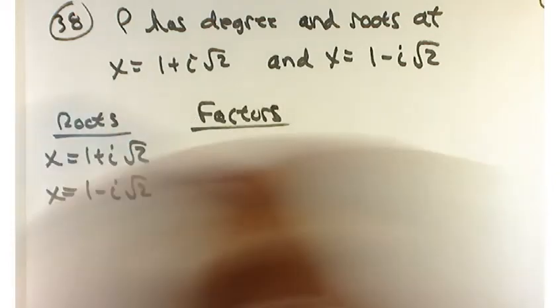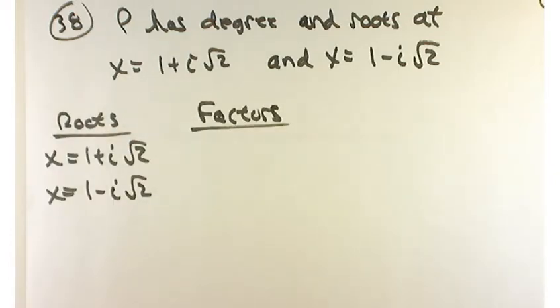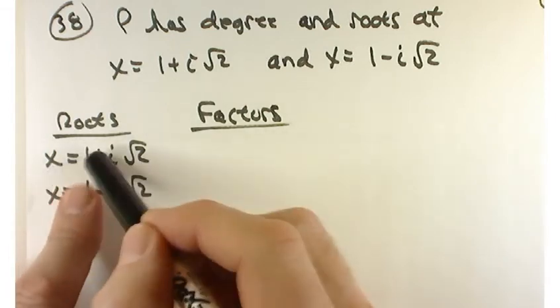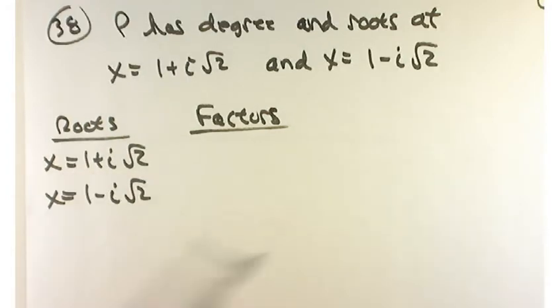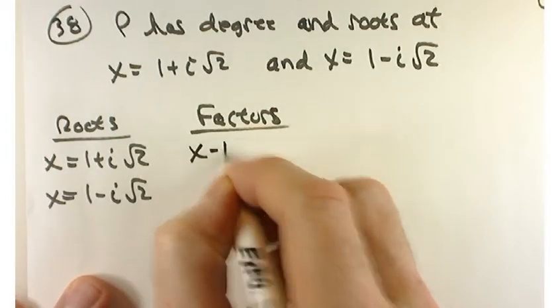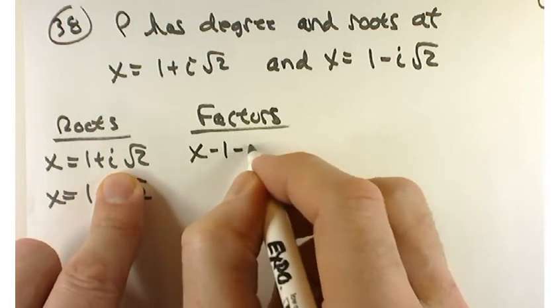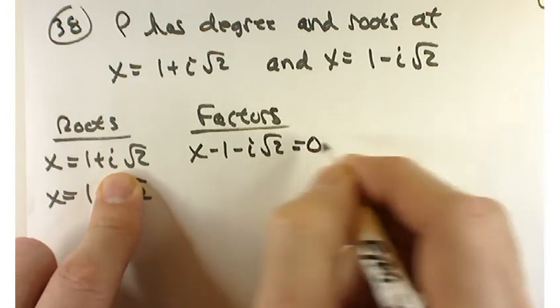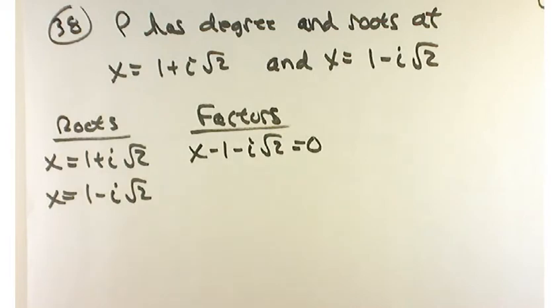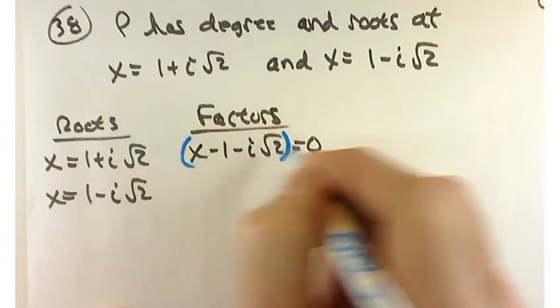Yeah, I set it equal to 0, right? I moved everything to the left-hand side. So if I move this to the left-hand side, what happens to the plus 1? Minus 1. What happens to the plus i times the square root of 2? Minus i square root of 2. So we get that factor. I'm not worried about the equals 0 part. I'm worried about the factor. And that's this right here.